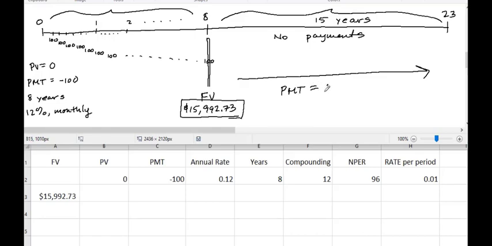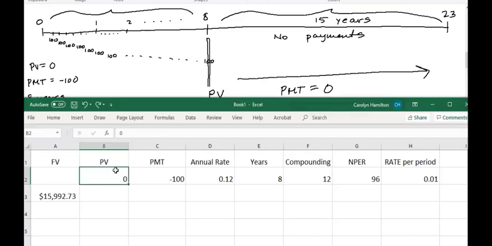And looking at the last half of this problem, the future value from the first half of the problem becomes the seed money. It's the present value for the last half of the problem. I'll take my future value and make it a present value, and I'm going to consider it as a negative present value. Payments for the last 15 years of this investment are 0. It still stays in at 12% for 15 more years.